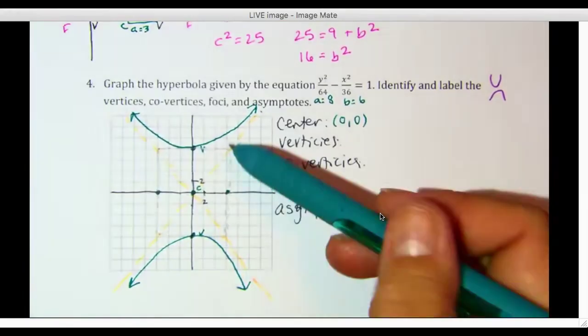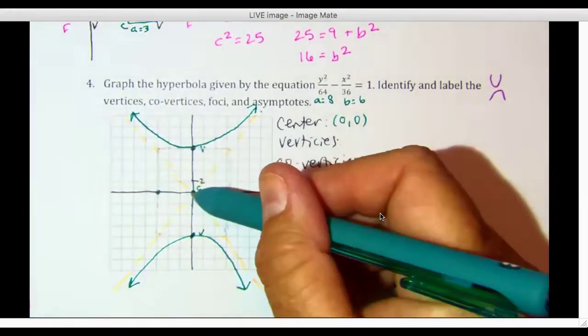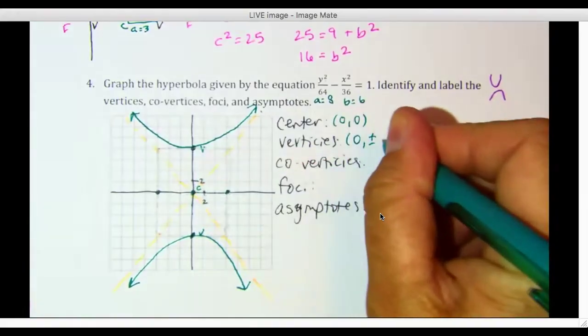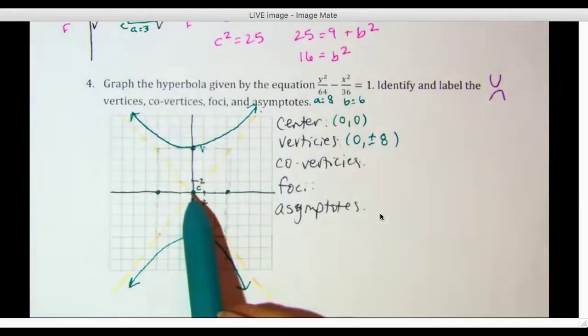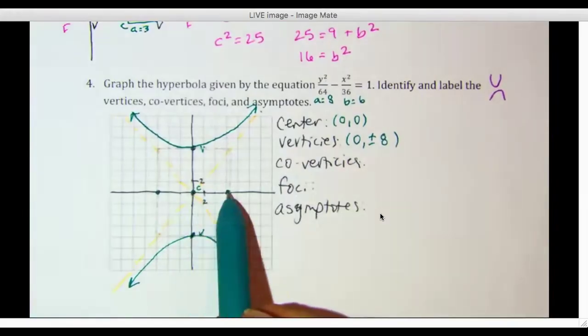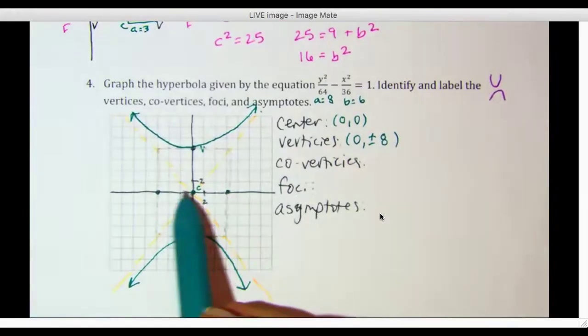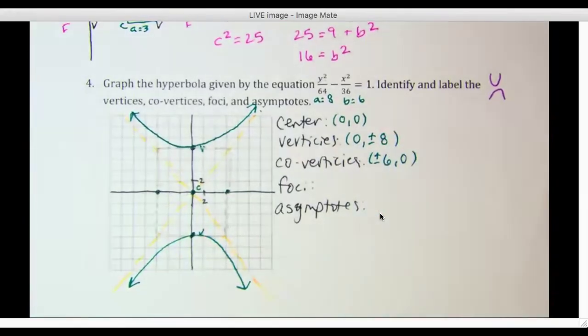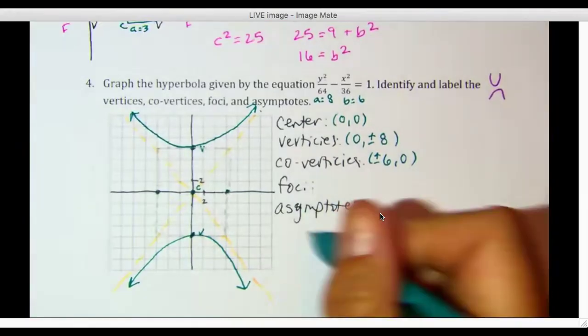So we've already found our vertices. Let's go ahead and write what they were. 0, 8, and 0, -8. So 0, plus or minus 8. And then our co-vertices were at 6 and -6, 0. So plus or minus 6, 0. We have not found our foci yet, and I have not written the equations of the asymptotes yet. So let's go ahead and find the foci next.